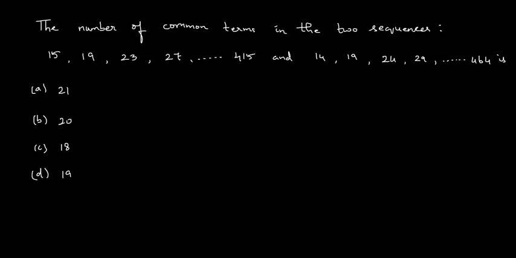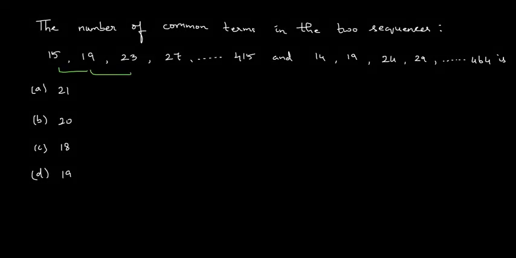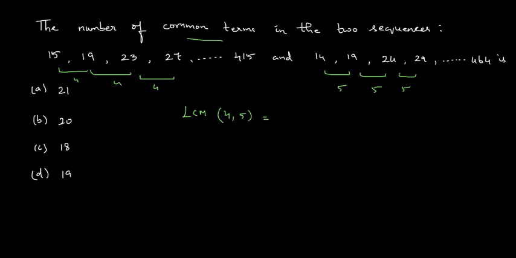So let us consider the first sequence, which is having a common difference of 4. And then the second sequence has a common difference of 5. We need to just find the common terms where the terms of both the sequences are the same. But the problem here is that the two sequences are different and have different differences. In order to make the difference equal, we have to take the LCM of the differences, 4 and 5. We got it as 20.